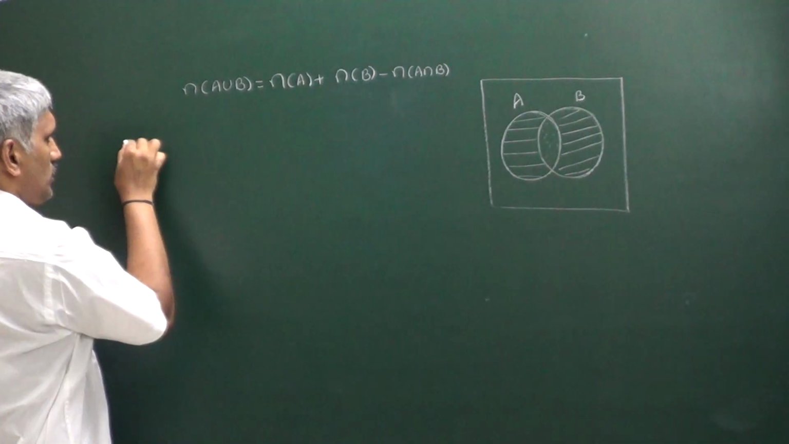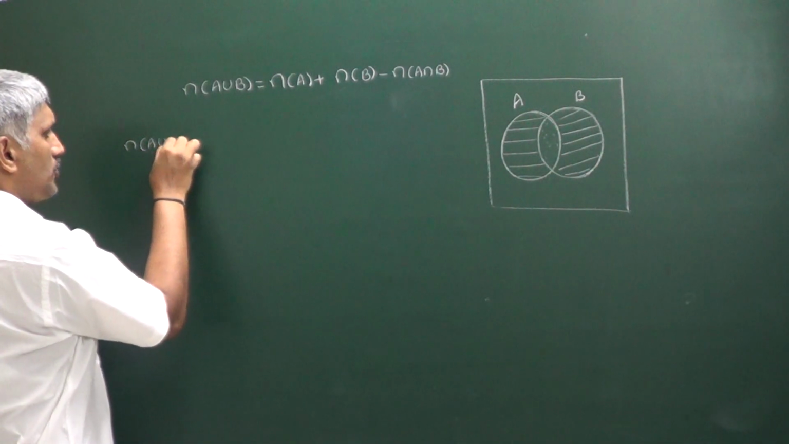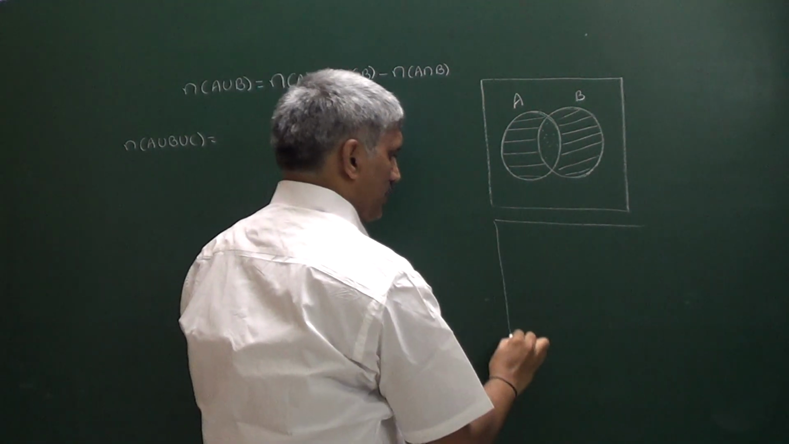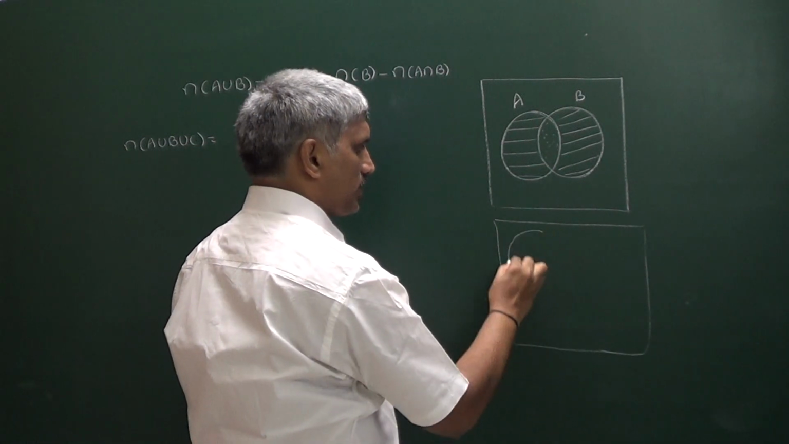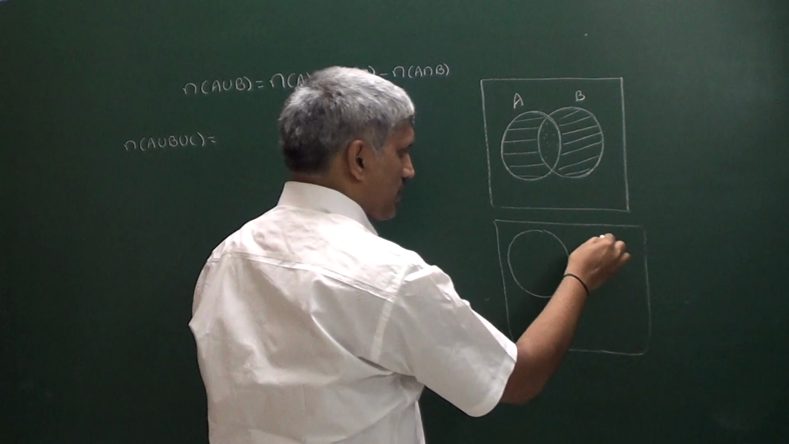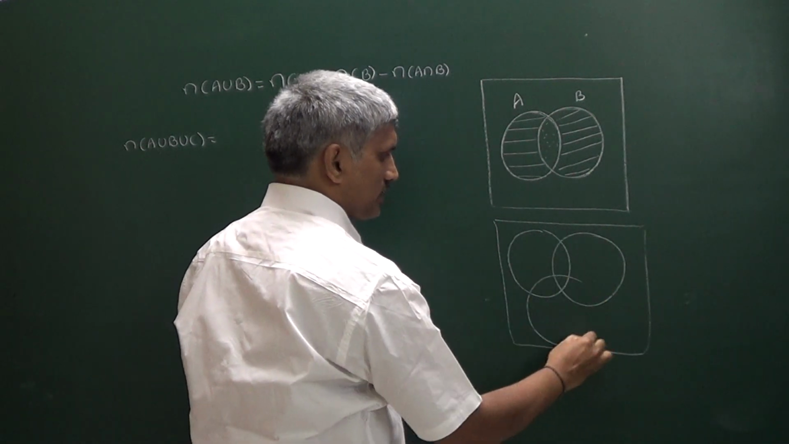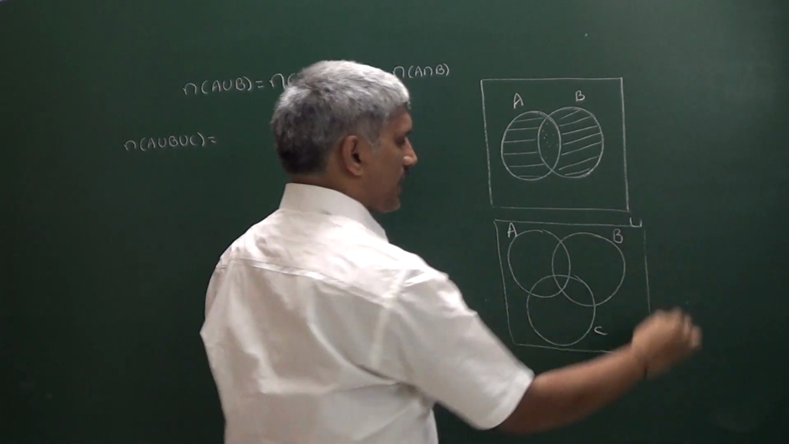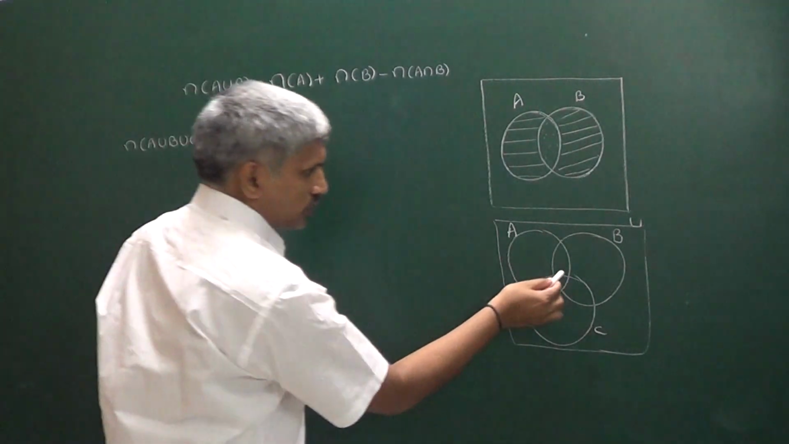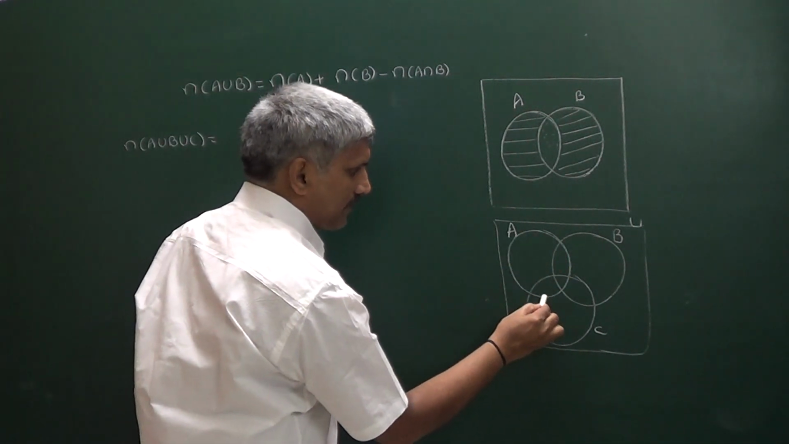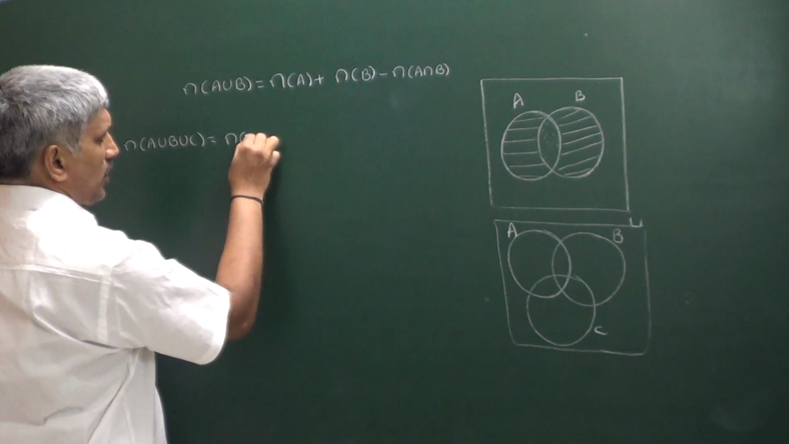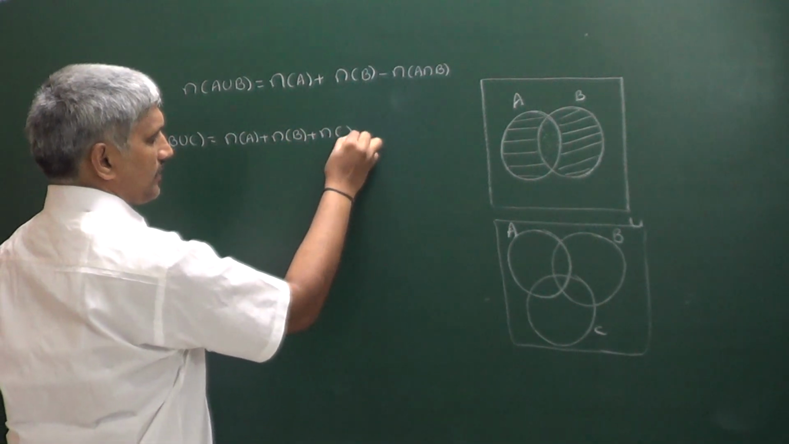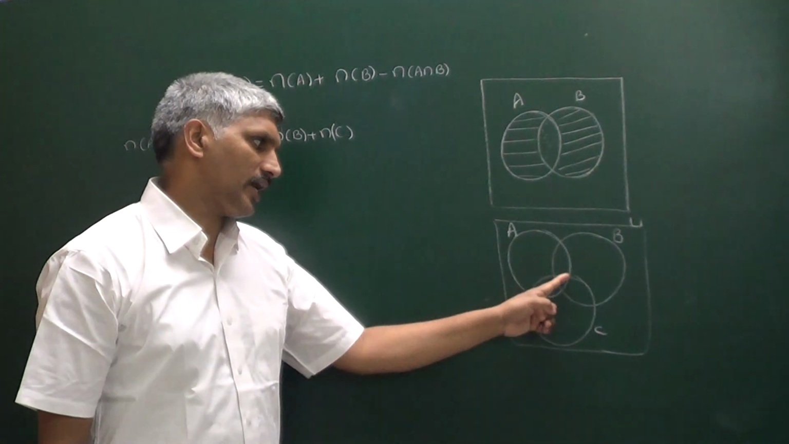In a similar way, suppose we have n of A union B union C. Observe here, this is the circle A, this one represents B, and this one is C. You know this entire rectangle represents the universal set. So we have the number of elements in A, number of elements in B, and number of elements in C.